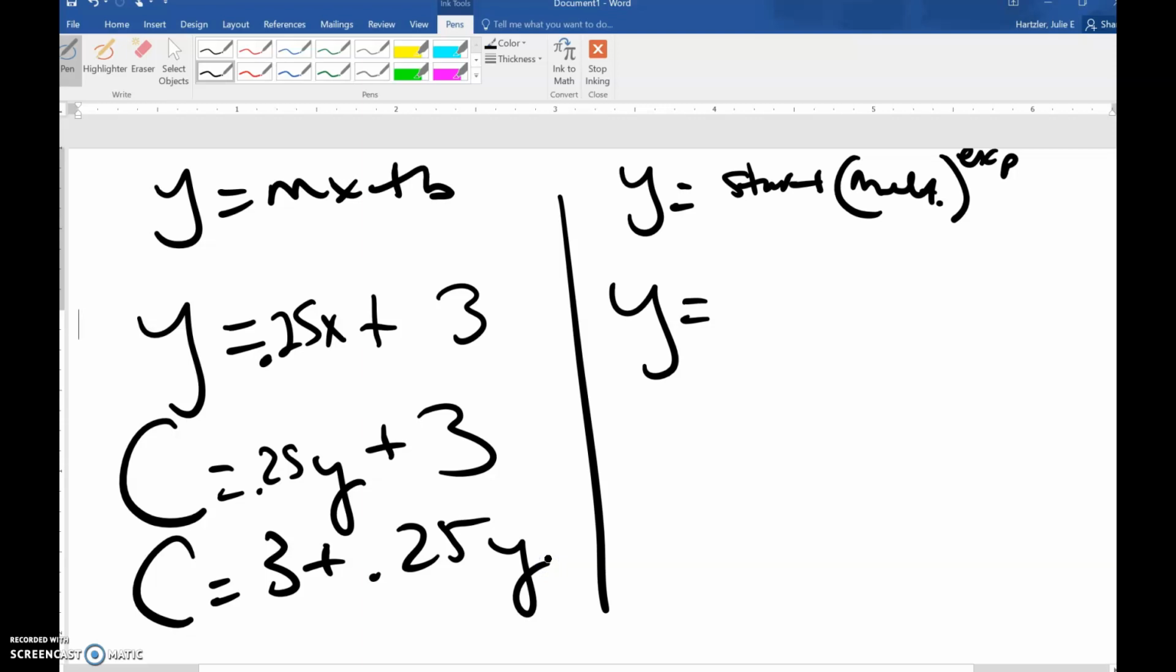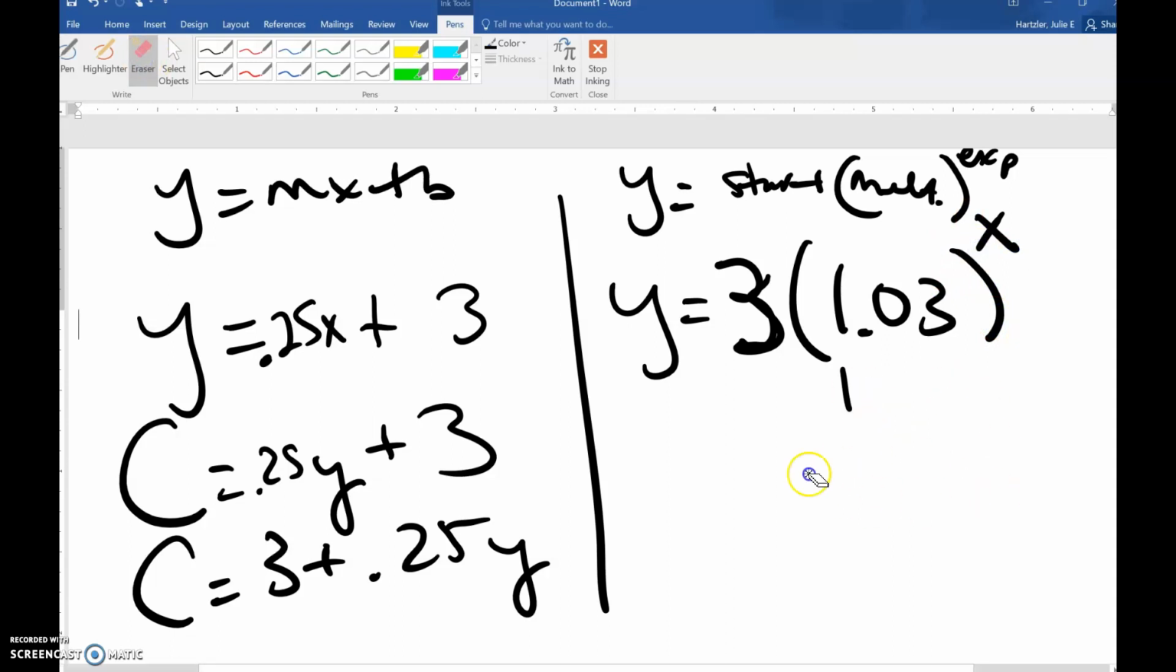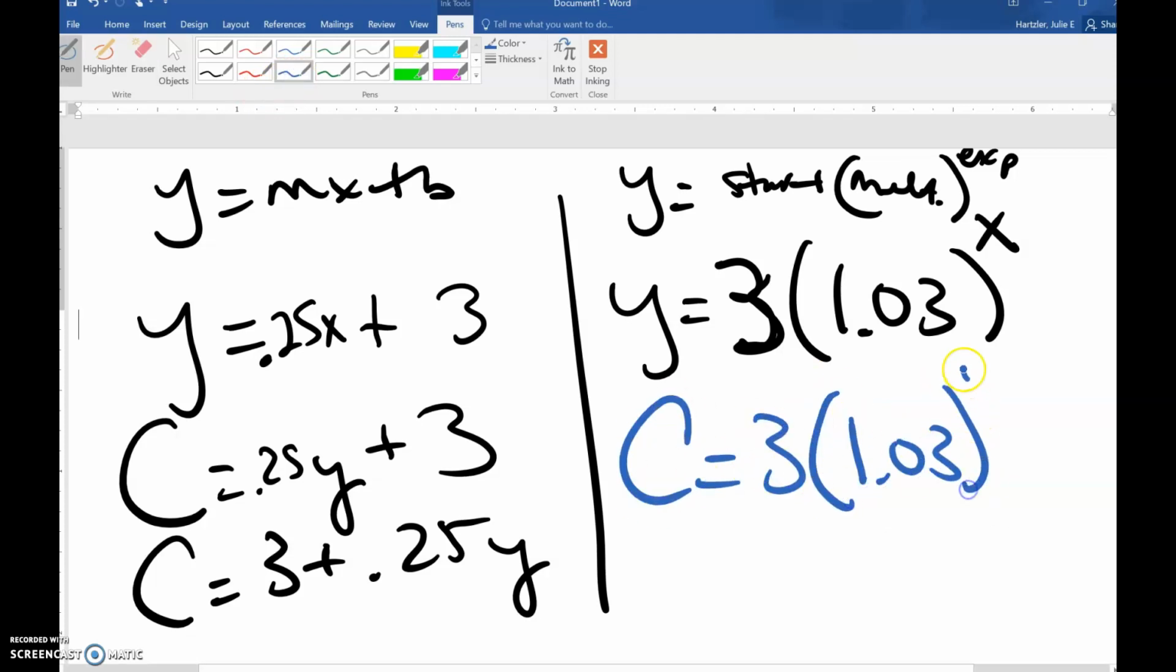The other one has a starting amount also of $3, but the difference is this is going up by 3%. So you take 100%, you would add 3%, which is 103%, in decimal form 1.03, and then you would have your exponent up there. And again, if you wanted to use the same kind of cost thing, you could say cost equals the $3 multiplier, and then you could put y for year up there as your exponent.